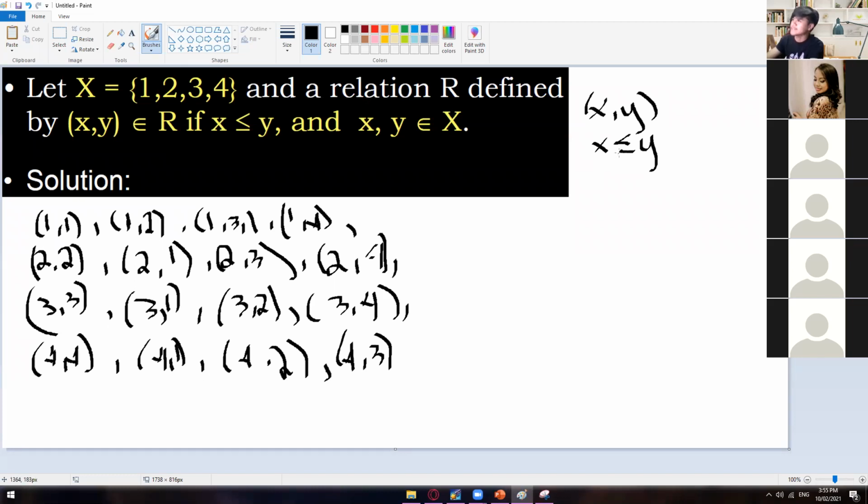Our condition here is x is less than or equal to y. From there, we can now list all the possible relations. Is (1, 1) in relation with each other? Yes. How about (1, 2)? Yes. (1, 3)? Yes. (1, 4)? Yes. (2, 2)? Yes. (2, 1)? No. (2, 3)?